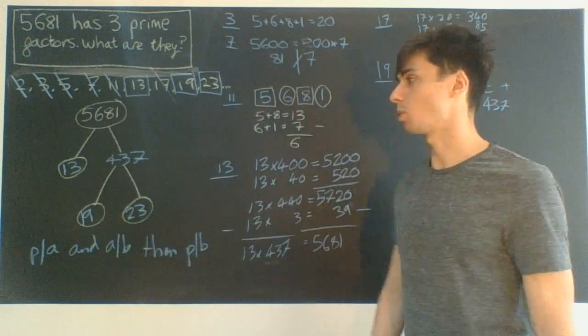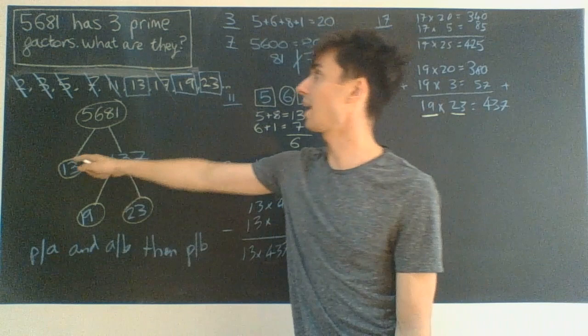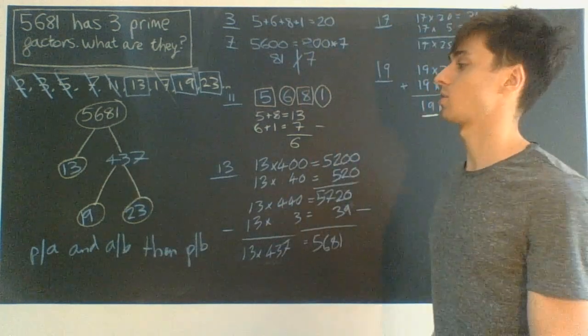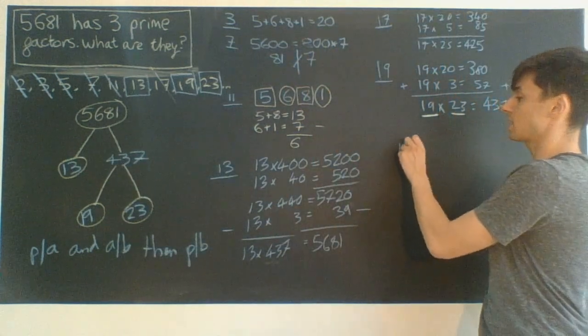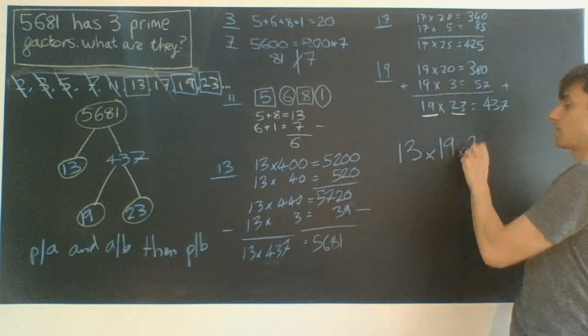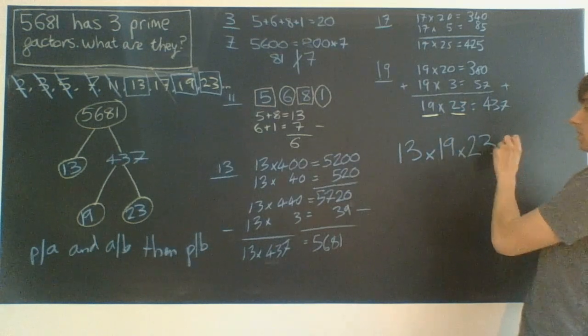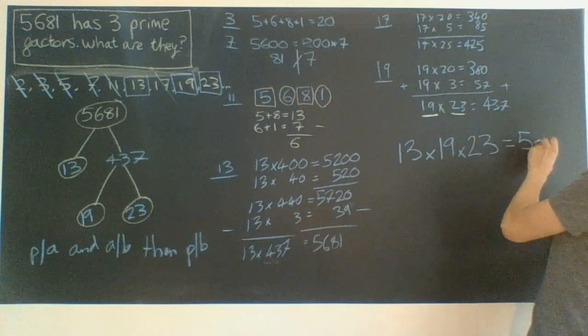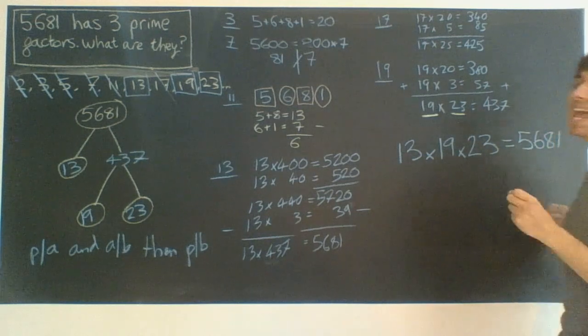We've solved our problem then. The 3 prime factors of 5,681 are 13, 19 and 23. They give us our original number 5,681.